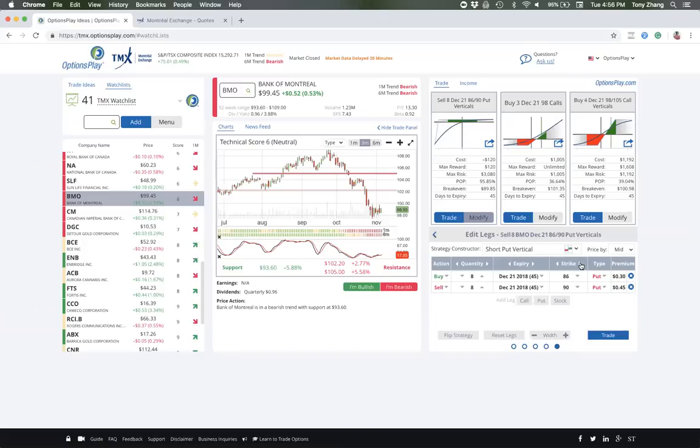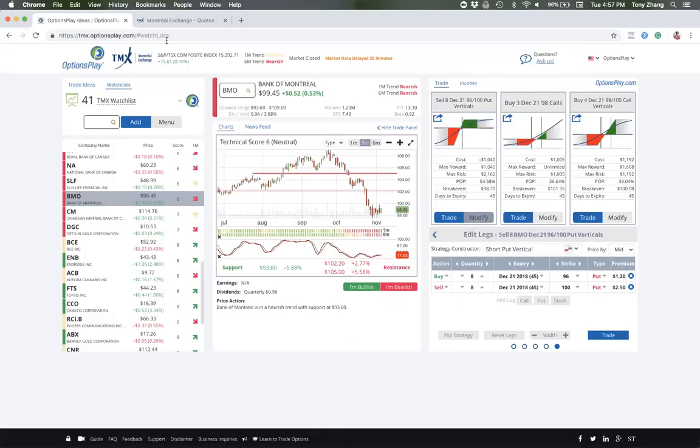I'd much rather try to collect something like this, where I'm making $1,000 to risk $2,000, because all I have to do is have 2 winning trades and I've overcome 1 losing trade. That's something that I'm far more comfortable with versus placing 20 winning trades and then losing it all on a single trade. That's not something that I want to do.